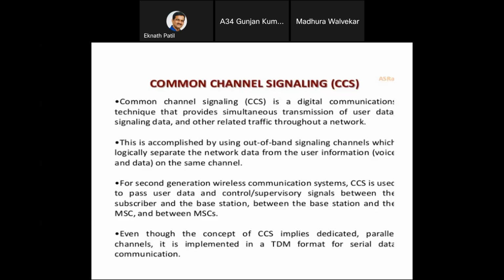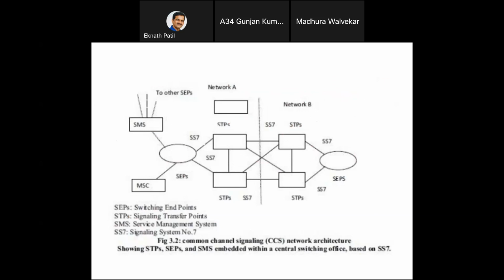It provides simultaneous transmission of user data, signaling data, and other related traffic throughout the network. Second, it deals with the separation of the data and the voice. Third, it communicates signals between the base station and the MSCs and between MSCs, and this implies a dedicated parallel channel. It is implemented in TDM format, that is time division multiplexing format, for serial data communication. So these are the things common channel signaling is doing, and then you have to proceed to the architecture for the CCS.